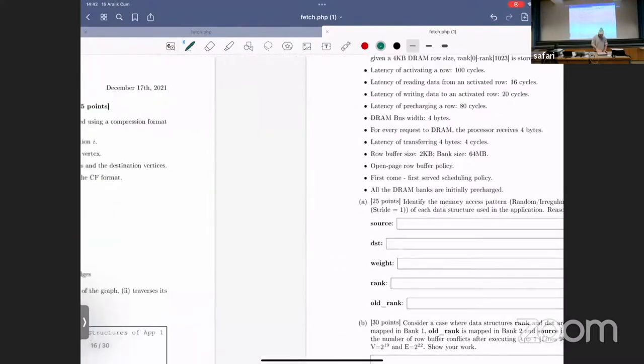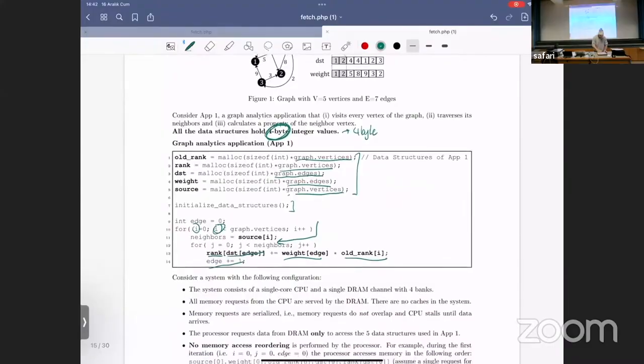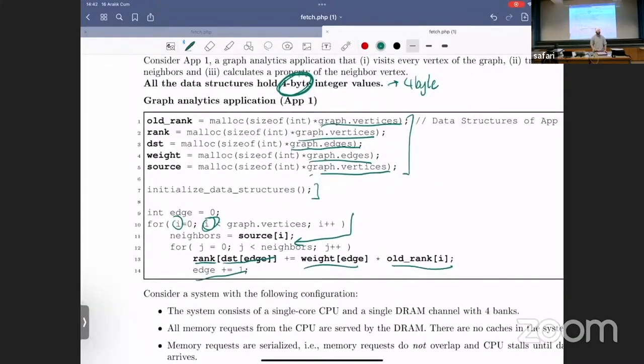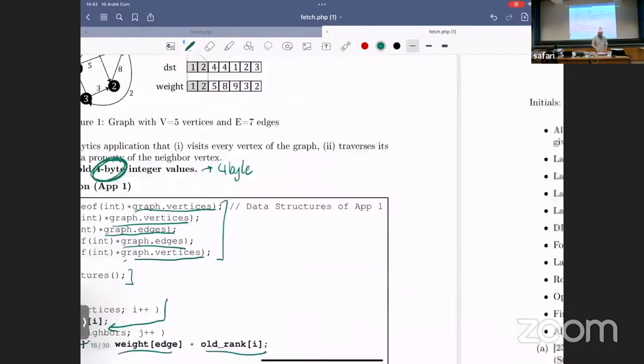Does someone want to try? So first we have the source. How is the source accessed? For every external loop, we iterate over i for all the vertices, we access source of i. So what's the data pattern for source? Correct. So the source is a stream.